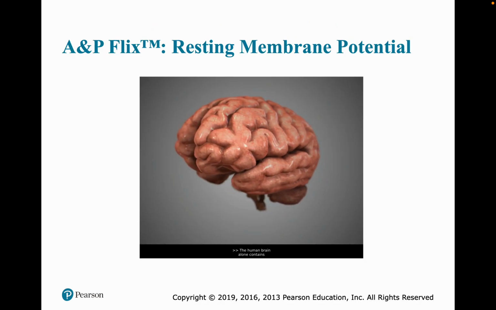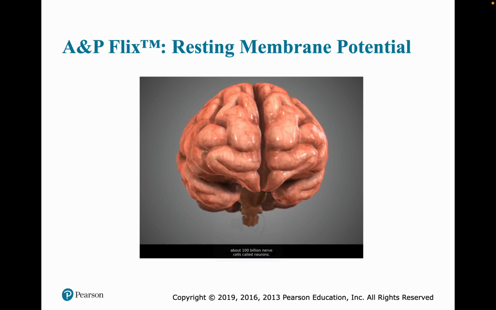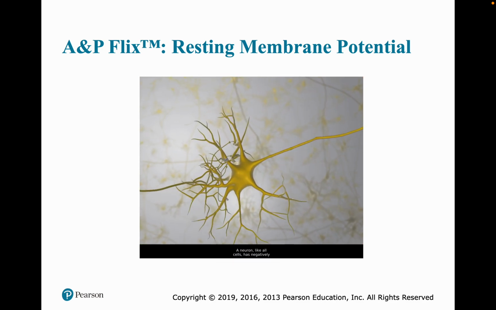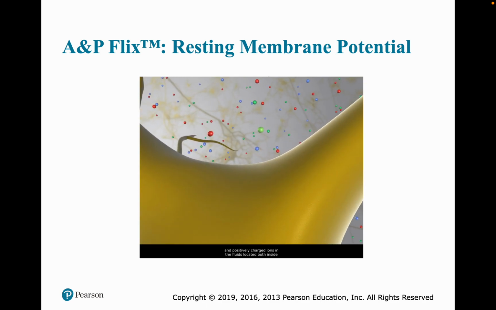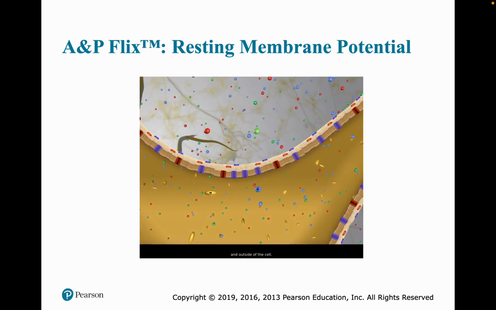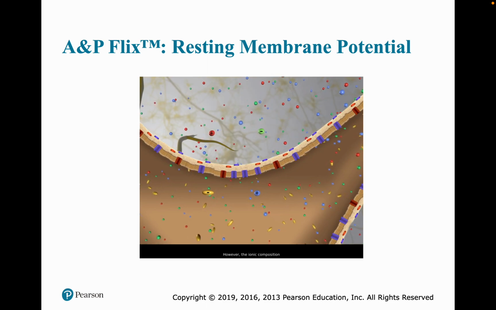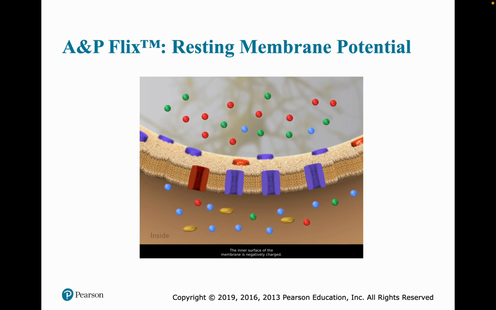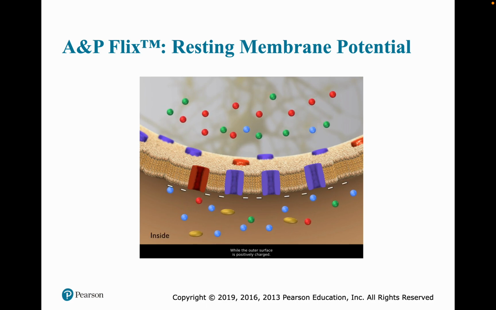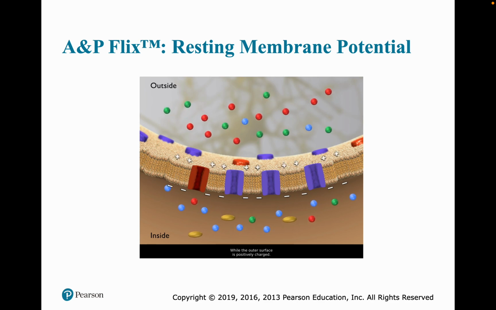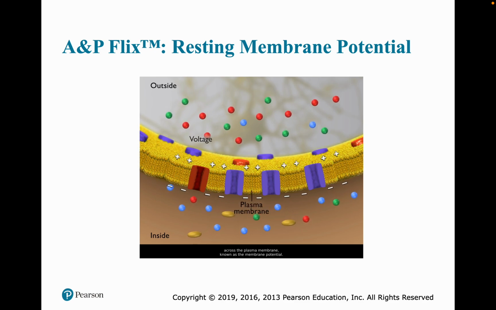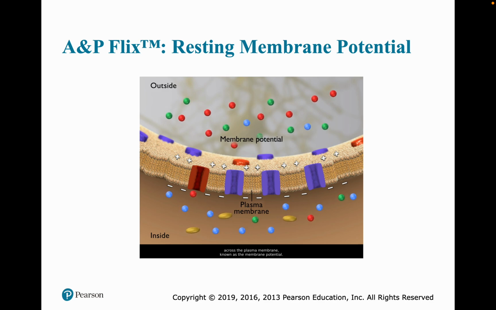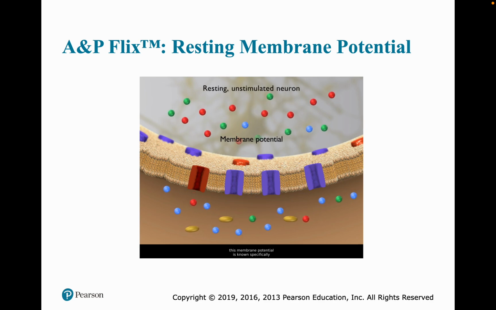The human brain alone contains about 100 billion nerve cells called neurons. A neuron, like all cells, has negatively and positively charged ions in the fluids located both inside and outside of the cell. However, the ionic composition of these two fluids is markedly different. The inner surface of the membrane is negatively charged, while the outer surface is positively charged. This unequal distribution of charge creates a voltage across the plasma membrane, known as the membrane potential. In a resting, unstimulated neuron, this membrane potential is known specifically as the resting membrane potential.